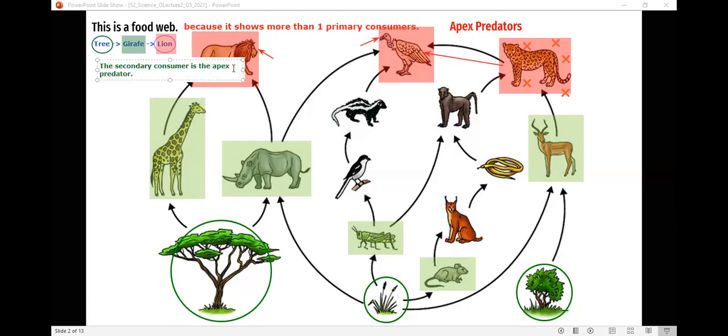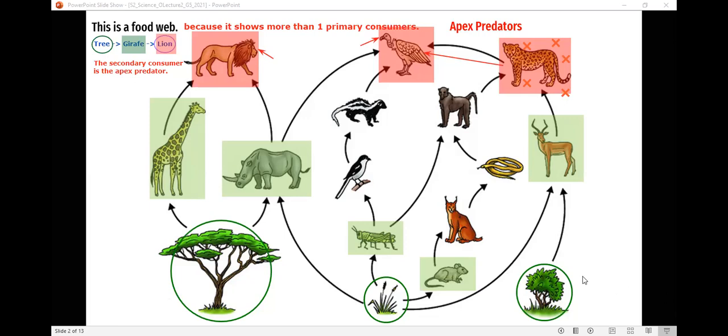Some of you got confused in the quiz. The lion in here is the secondary consumer, and it is the apex predator at the same time. Yes, an apex predator can be the secondary consumer in a food chain.